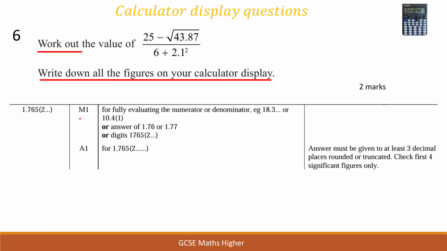So you've got 2 marks. M1 is a method mark and A1 is an answer mark for getting here. So you need to have a method mark and the answer mark to get the marks. So make sure you know how to write down your working to show this answer.